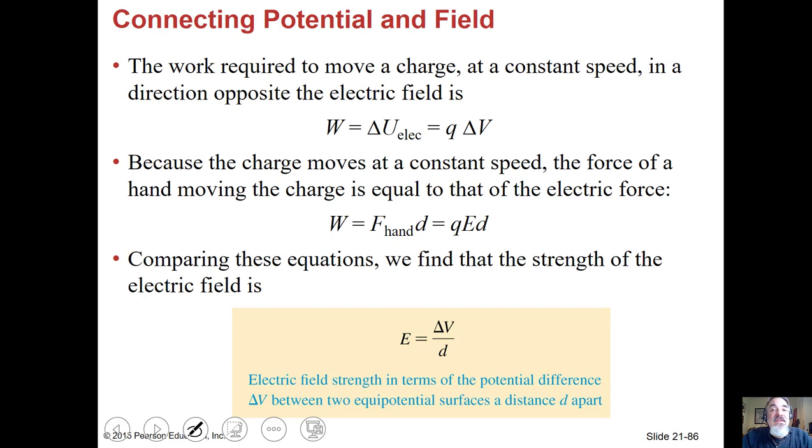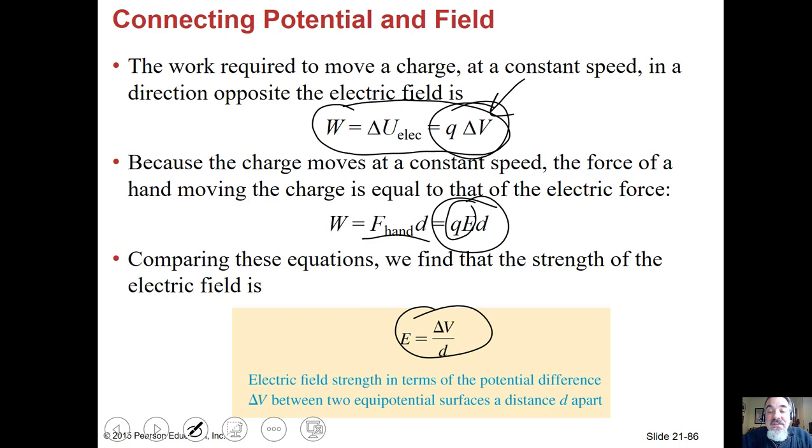Okay, so connecting potential and field, we kind of already saw this. The work is the change in the amount of electrical potential energy. That's equal to Q delta V. This is the new part, really, of this chapter. But the work is also the force times the distance. That's from Physics 220. The force is Q times E. That's from chapter 20. So we can put all this together. If the work is this and the work is this, you can set those equal to each other. And then the electric field is delta V divided by D. Okay, so there is a mathematical connection between them as well. And it points from higher to lower voltage.